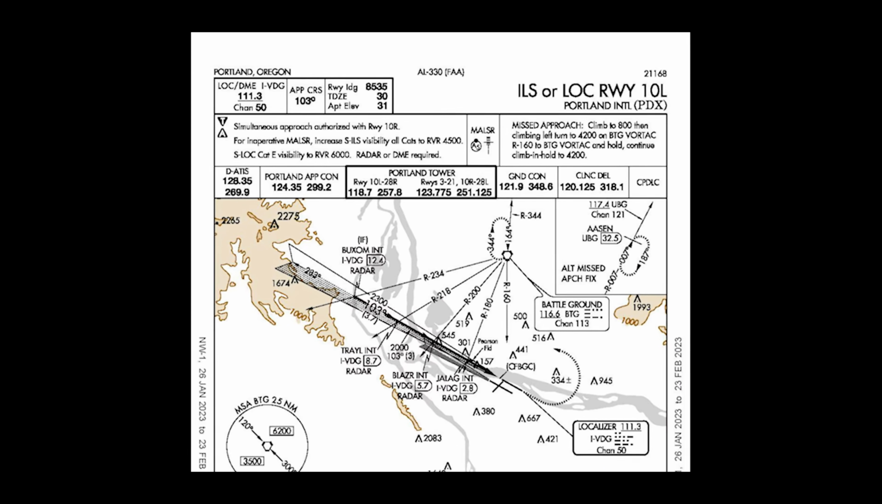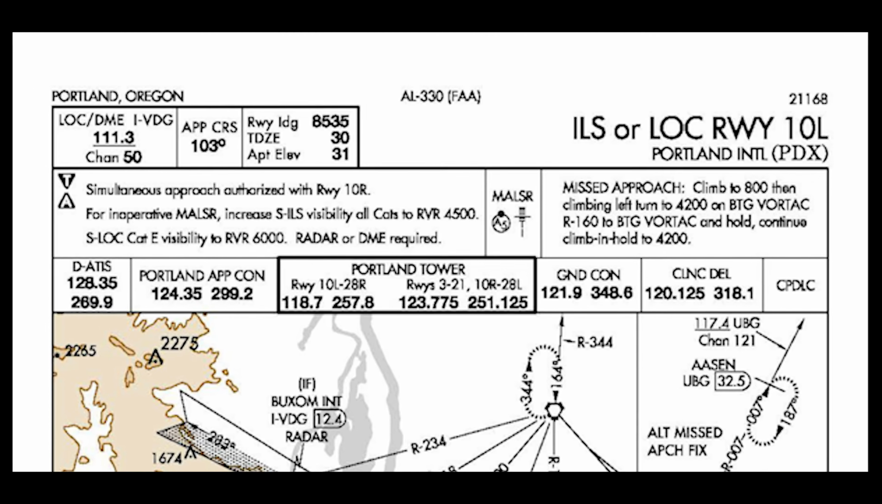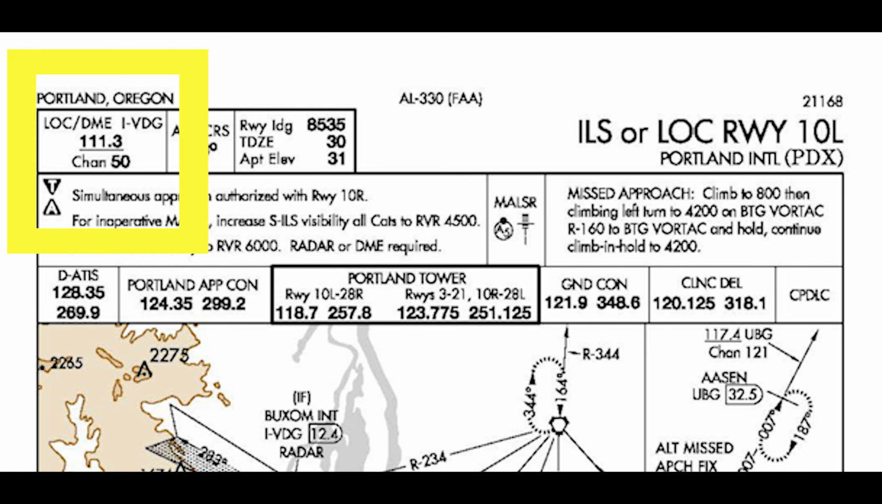This is the ILS chart for runway 10 left at Portland. I decided to do an ILS just because I like doing that with the smaller aircraft. This has some important pieces of information for us. Up here on the top left, we can find our localizer channel of 111.3. That's what we'll set our navigation radio to, so we'll be able to follow the ILS down.